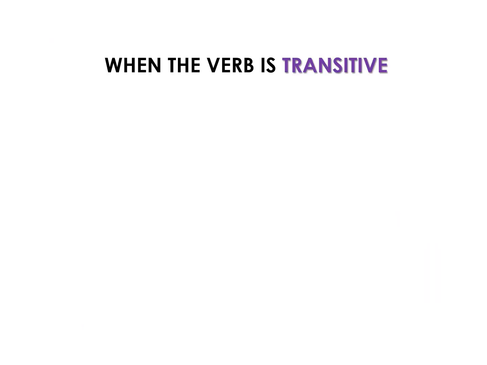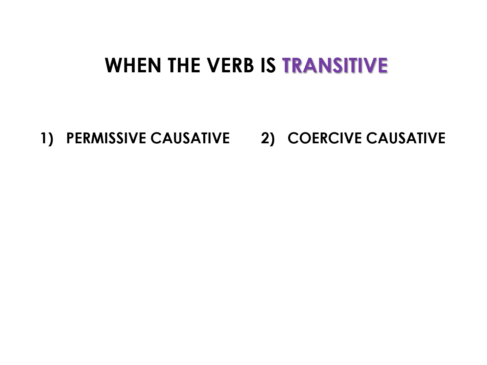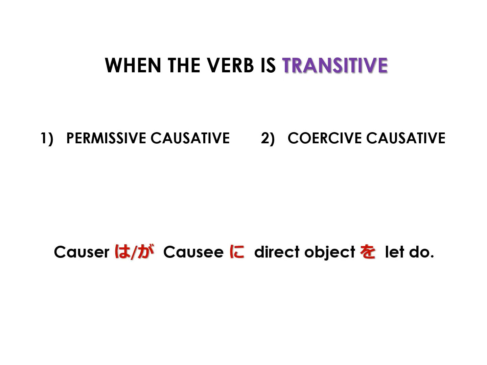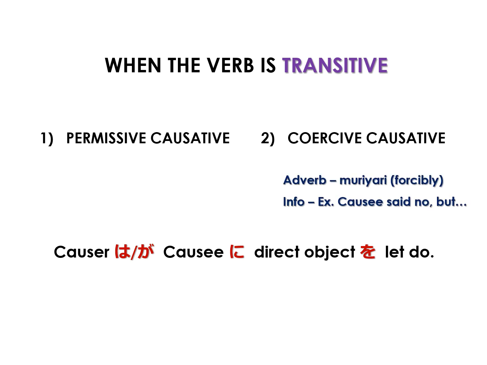When the main verb is a transitive verb, it doesn't matter whether it is a permissive or coercive causative sentence. We still use the same pattern with particles. Causer wa or ga, causee ni, direct object wo, let do. To indicate that it is a coercive causative sentence, we typically add an adverb such as muriyari, meaning forcibly, into the sentence to indicate that the causee is doing the action against their will. We can also add information like the causee said no or didn't like to, and so on and so forth.